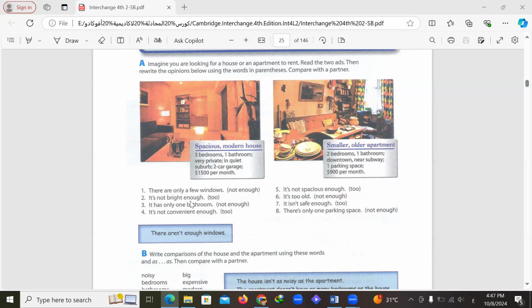It's not bright enough. Too. I use it's too dark. I want to use too. So the opposite of bright is dark. So I use it's too dark. Okay?